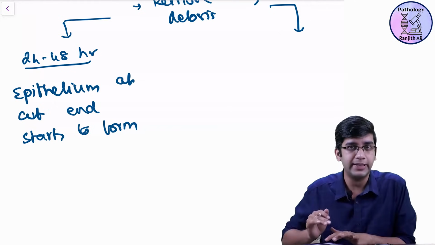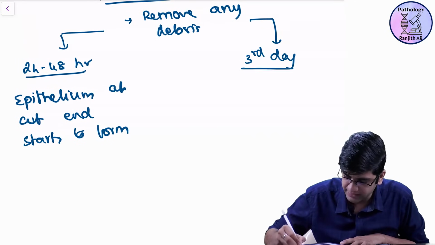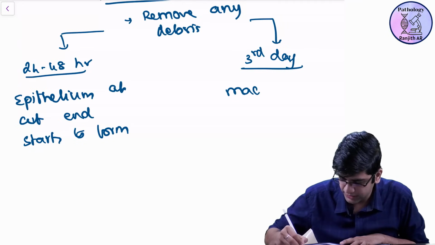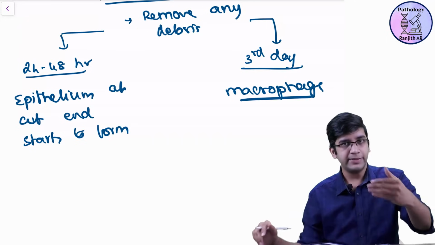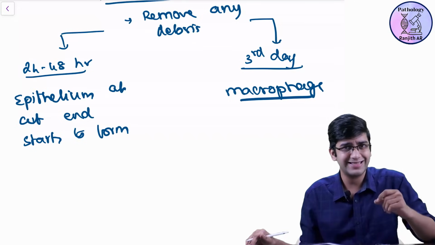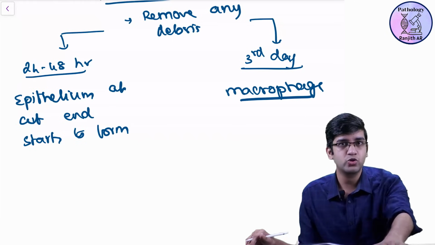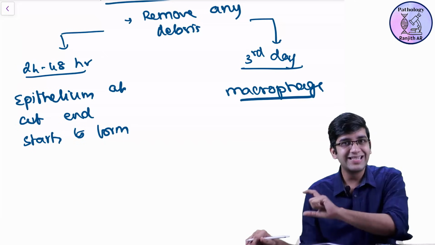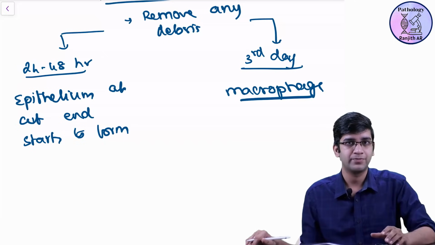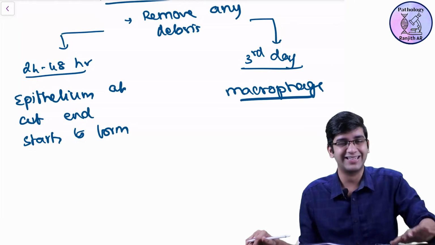And around the third day, I'll have lots of macrophages. See, macrophages will not come on the third day. They'll come immediately after 24 to 48 hours. They will start coming. Why I'm saying third day is, when I look at a tissue in microscopy, I cannot say that it is the 12th hour, 13th hour, 14th hour, 15th hour. I can see a snapshot. So when I see macrophages, I'll see plenty of them on the third day. So I'm going with that.